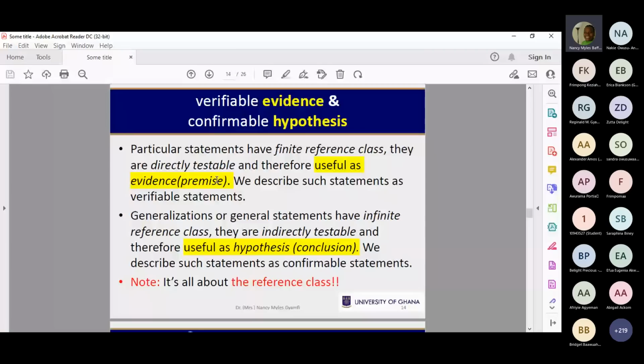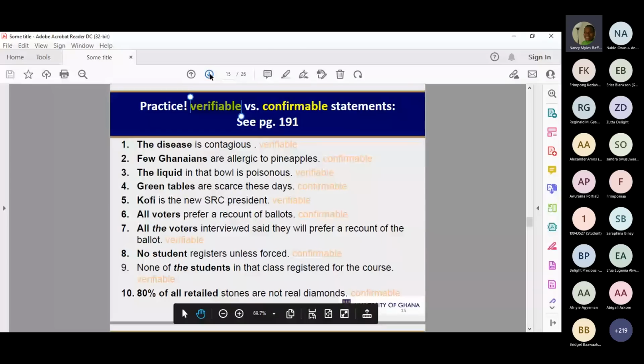That's why I put that in bracket there, and I'm telling the class. Evidence leading to what? A hypothesis. Premises leading to what? A conclusion. What's the point here? Particular statements have finite reference class, and therefore they are better used as evidential statements than as the hypothesis. In all cases, to tell whether a statement is general or particular, we are admonished to look at the reference class. Okay, it's a good time now to do our practice.